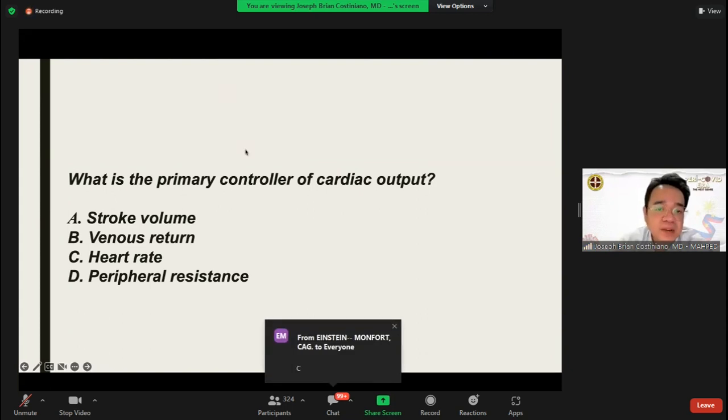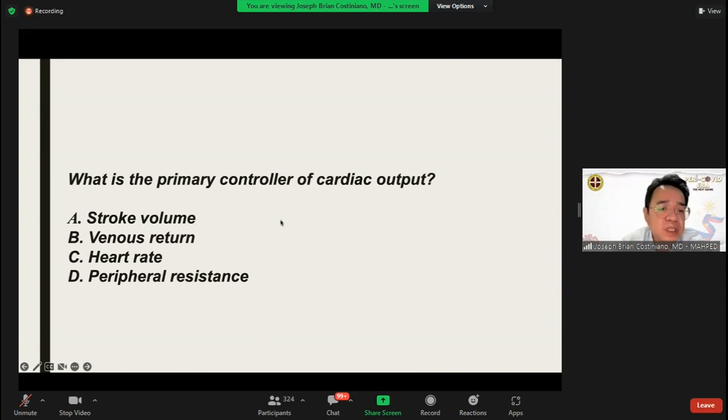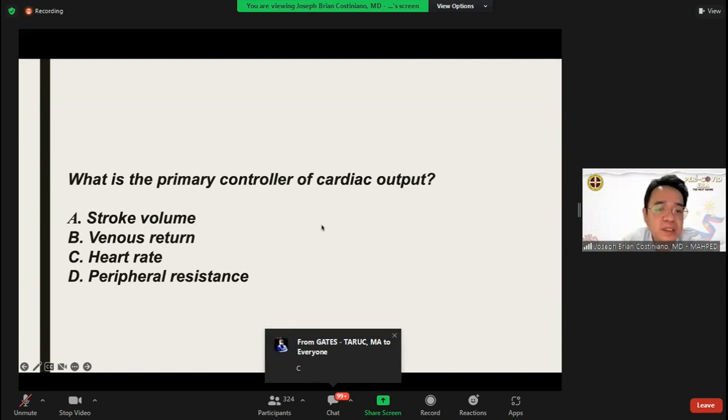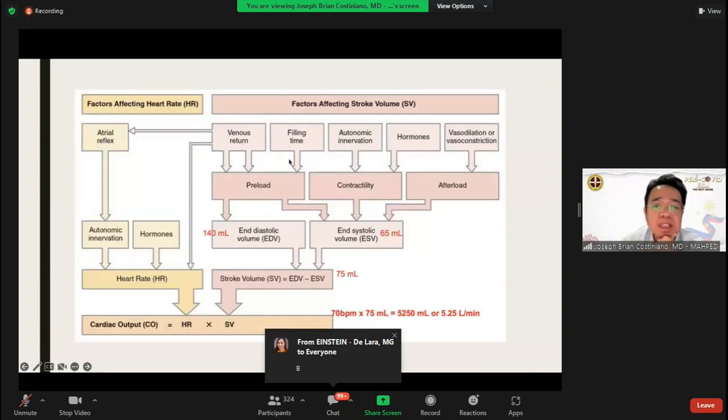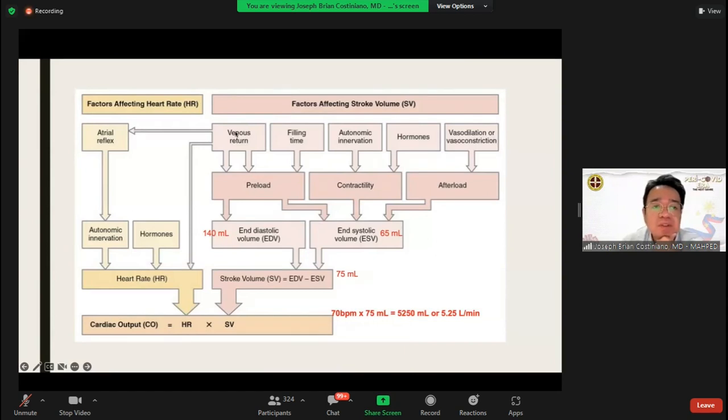Valid naman yung mga sagot ng karamihan, no? So it could be either your venous return, it could be your heart rate, it could be your peripheral resistance, but the answer actually is your preload. It's your preload that will primarily control your cardiac output. Kasi kung titingnan natin, no, venous return, itong venous return kasi can affect both your heart rate and also can also affect the preload or the stroke volume of the patient. Okay? So dalawa kasi yung effect niya.